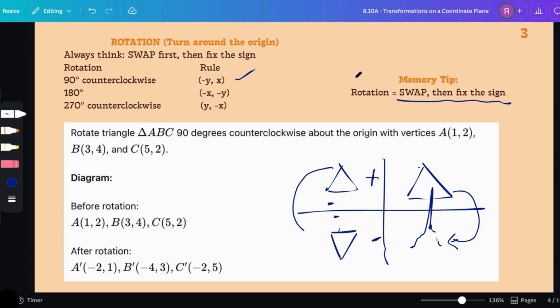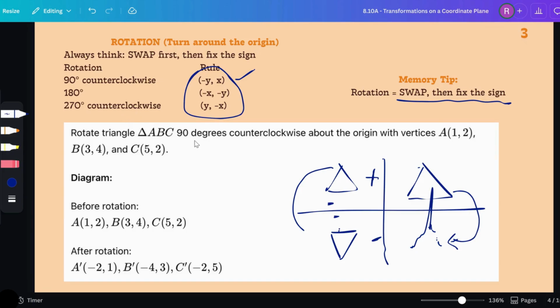But you don't write (x, y); you first swap. So take note of these ones. When you rotate 90 degrees, it becomes (-y, x) because of the position. So the position will change. Y will take the position of x, while x will take the position of y. But when it is 180 degrees, only the signs will change. And when it is 270 degrees, the position will change, but it is x that will become negative. So just take note of these 3 points.